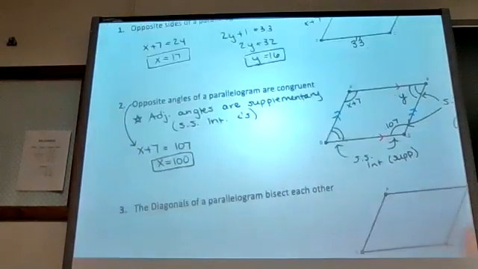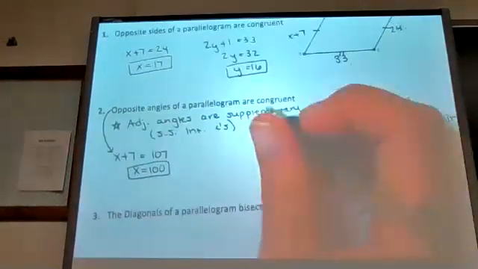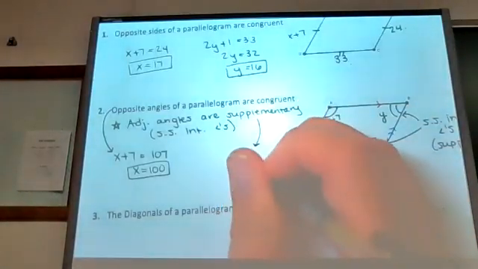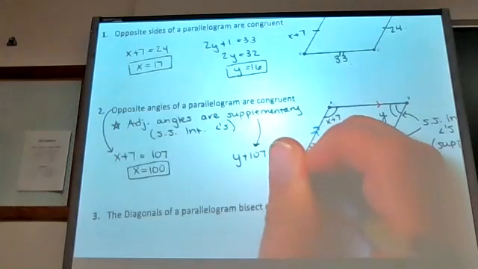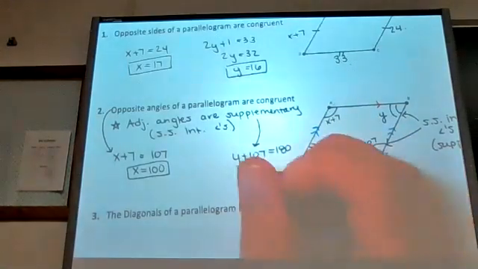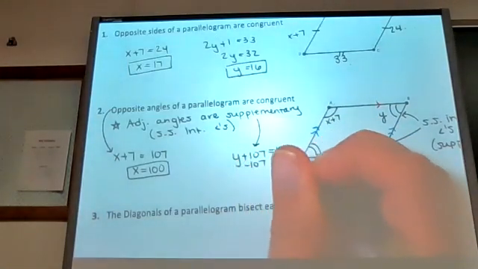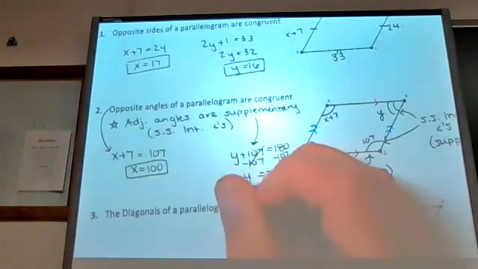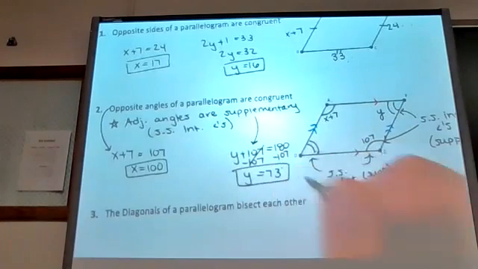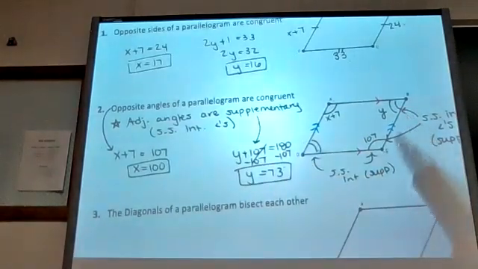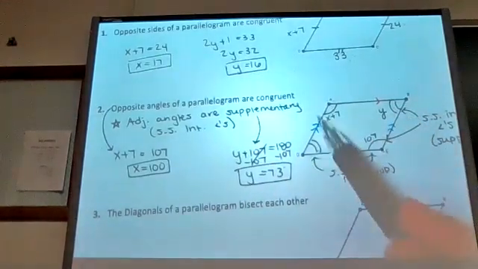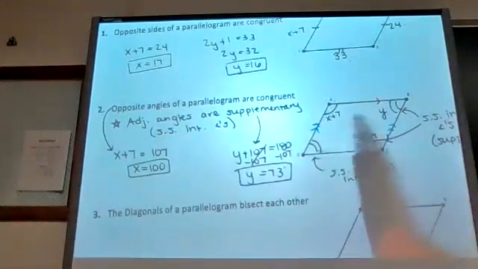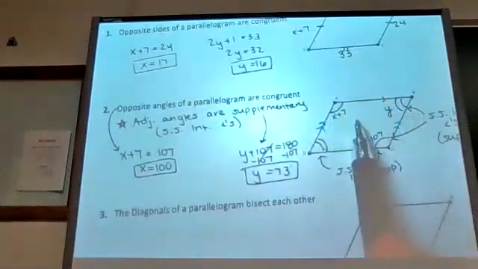I also know that adjacent angles are supplementary. So y plus 107 has to equal 180, or y is 180 subtract 107, or y is 73 degrees. Okay, so I know two things. These are the same. These have to add up to 180. Or I could have thought about it that these have to add up to 180.